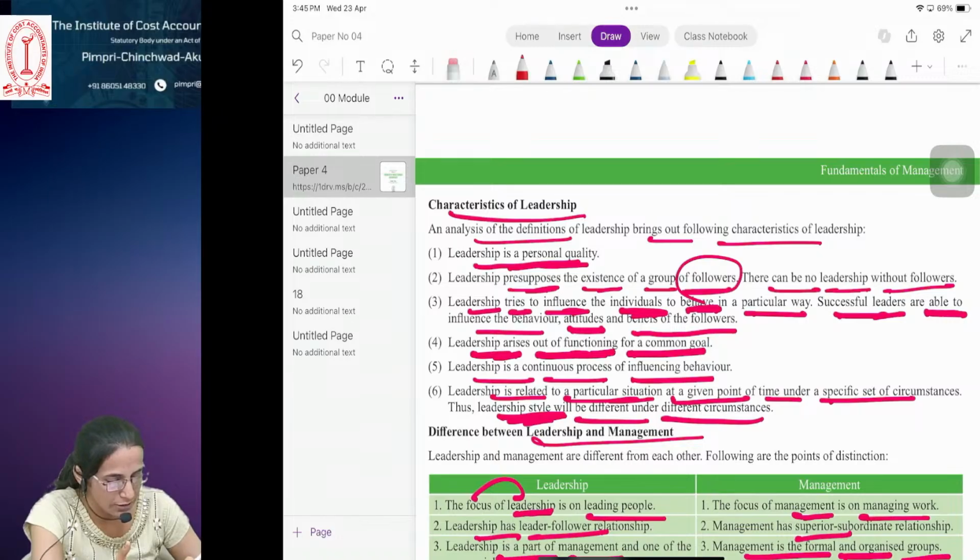Now we saw leadership style based on authority. Now we will see the next leadership style.